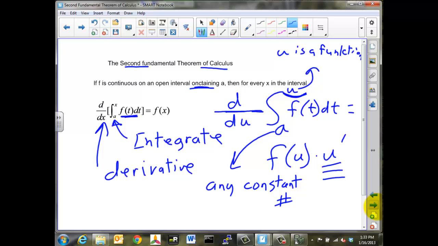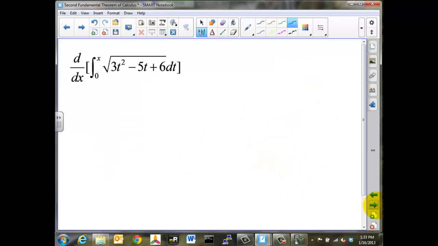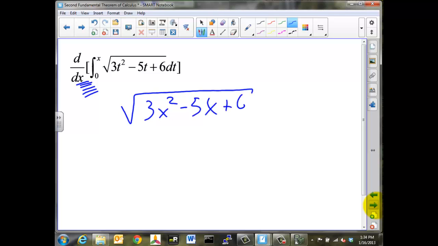There's the second fundamental theorem of calculus. Let's blow through a few other things here. Real simple problem. What's the answer? The derivative of the integral from 0 to x of the square root of 3t squared minus 5t plus 6. Almost. The root of. Wait, the derivative of the integral. So it's just going to be something with respect to x, that's t. 3x squared minus 5x plus 6. That's the answer.